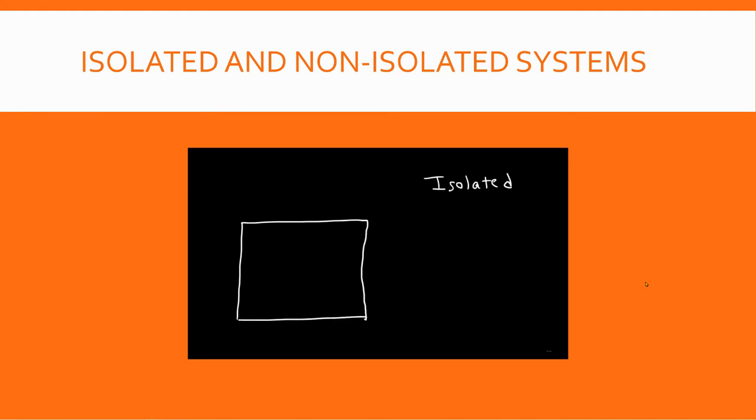Now, in an isolated system, we have a closed container that is very well insulated. So like a closed system, matter cannot enter and matter cannot leave. So water cannot escape out of this closed system. And this time, heat energy cannot escape either. And heat energy cannot enter. So it's extremely well insulated. So in an isolated system, nothing can enter and nothing can leave.